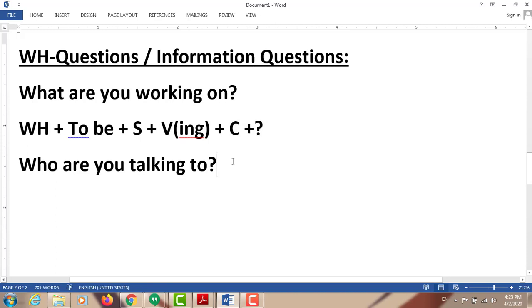Okay? So for the rules of how to change the verb, which verb takes ing: some verbs just take ing, in some verbs you remove e and add ing, and in some verbs, if they're consonant, vowel, consonant, you have to double the last consonant and add ing. Okay, so for those rules I will write the link in the description. You can go to that and watch it.